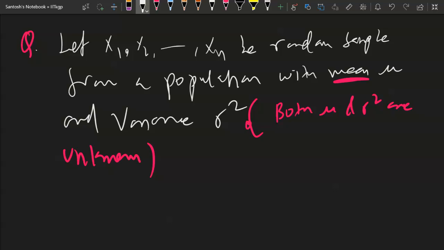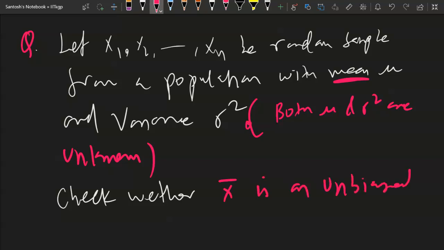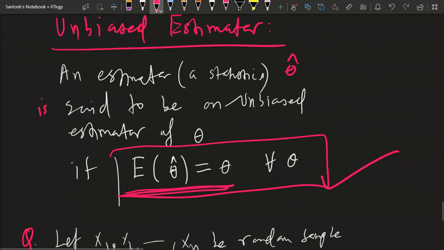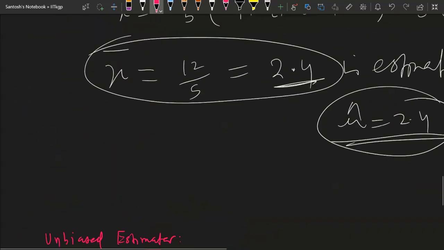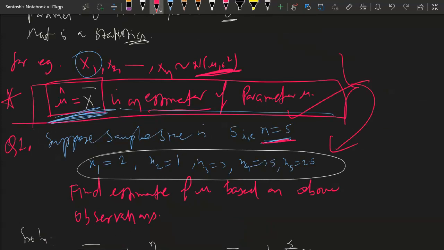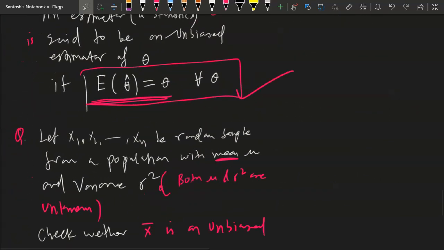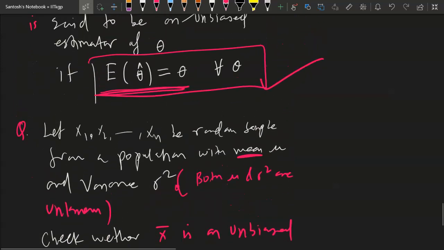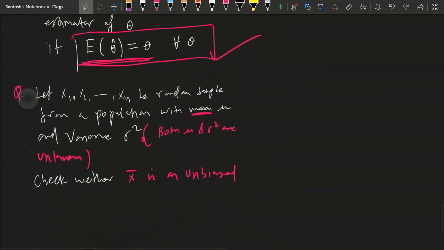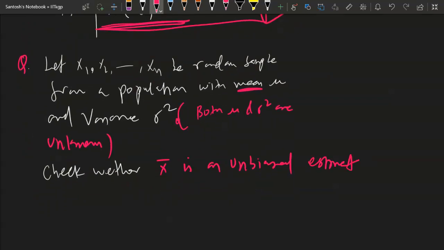Now the first question is to check whether x bar is an unbiased estimator. I already told you that x bar is an estimator of mu. Now I'm asking you to check whether it is an unbiased estimator, so you have to remember the definition. Check whether x bar is an unbiased estimator of mu. You have to tell yes or no.